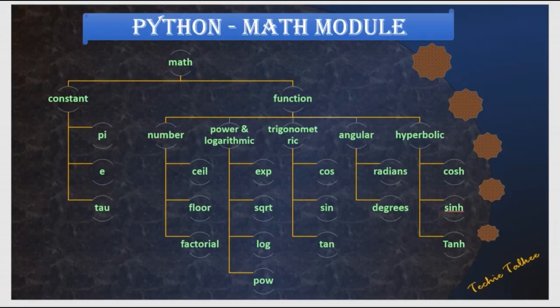Next, let's look at the functions in math module. So the functions at a very high level fall into 5 categories. They are number, power and logarithmic, trigonometric, angular and hyperbolic. So I'll be explaining you about some of the functions that we have in each category. So first, let me explain you all the number functions that we have in Python.